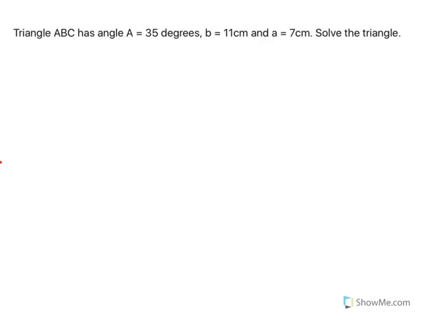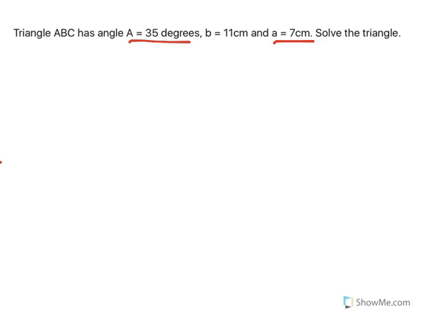In this video, we're going to explain how ambiguous triangles work. So this is how every question is set up. Triangle ABC has one angle, one side, and another side, and that second side is always opposite the angle that we have. So you can see it's angle A and side A, and it says solve the triangle.